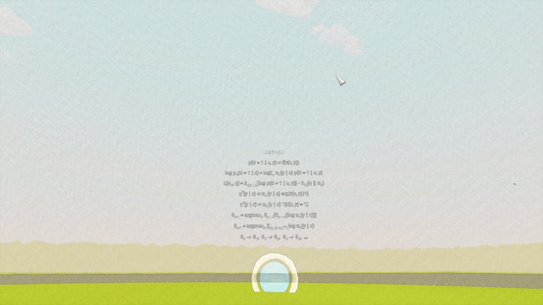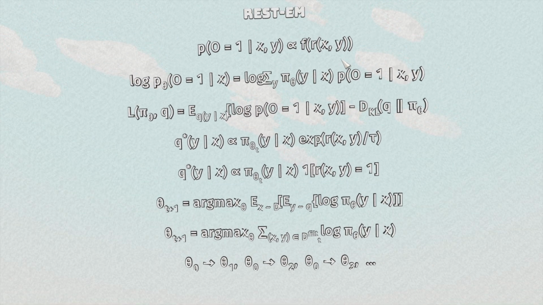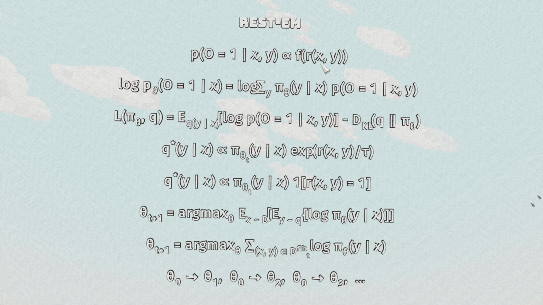ReST-EM applies the control as inference reduction to language model self-improvement, with optimality defined at the sequence level. A binary optimality variable O has likelihood proportional to a non-decreasing function of the sequence-level reward. So a high reward response becomes a high likelihood one, just like in the other ones. The MAP target is the log probability of optimality, conditional on the prompt. As we see here, again, with this O equal 1 comes back.